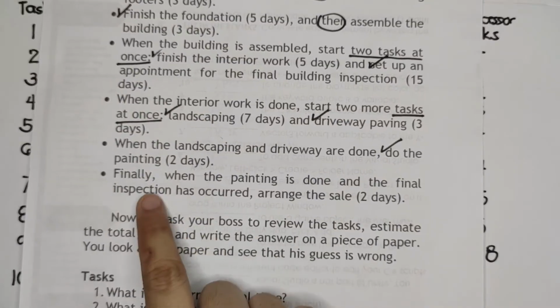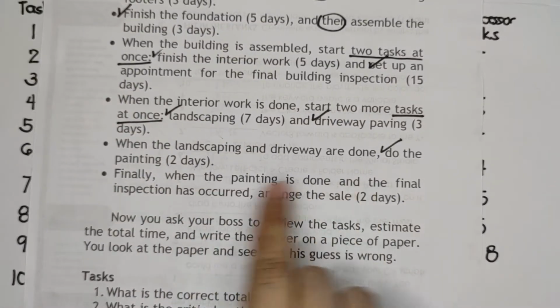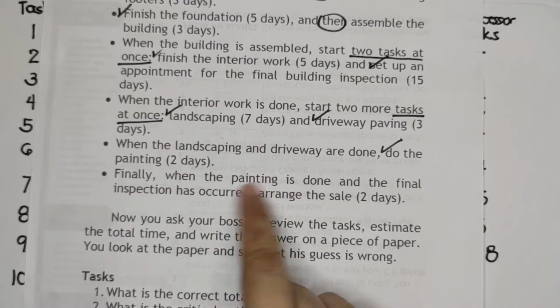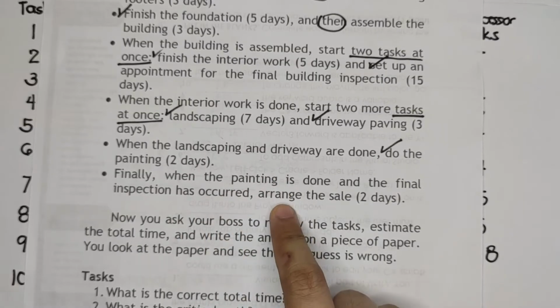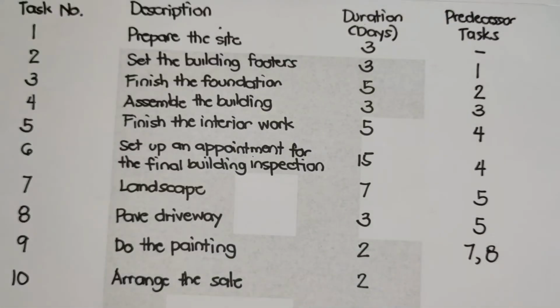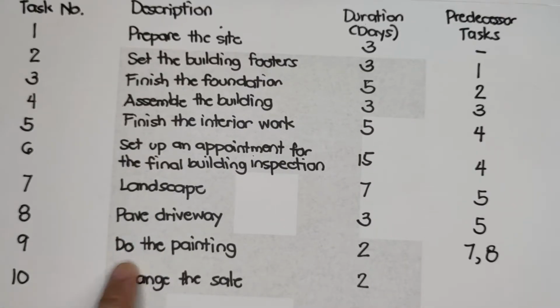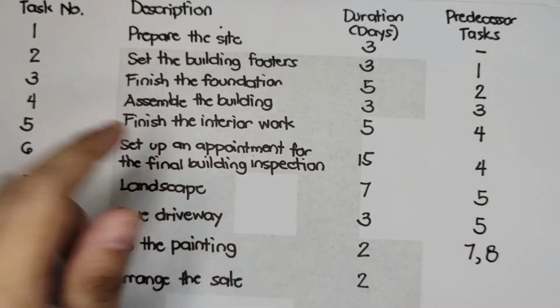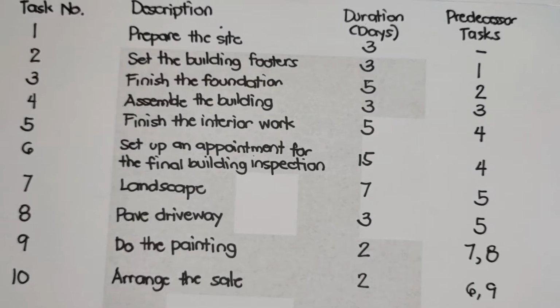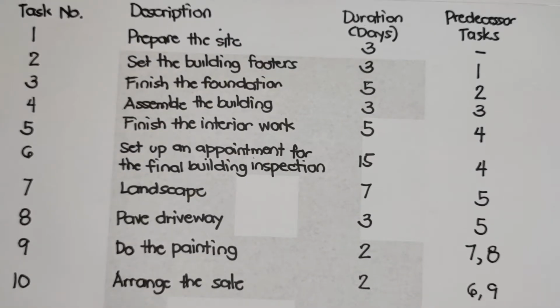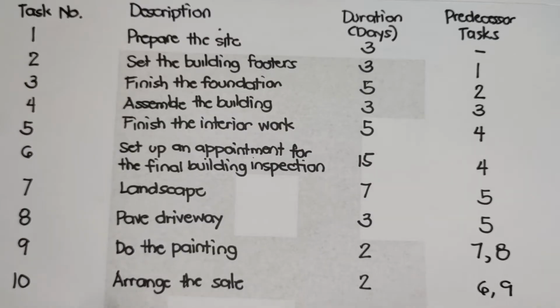Why? Because it is indicated that when the painting is done and the final inspection has occurred, when both of the tasks are finished, we can only arrange the sale. So, painting is task number 9. Final inspection is task number 6. So, we have 6 and 9. So, this is our task list. Since we already have a task list, it is easier to create the PERT CPM.